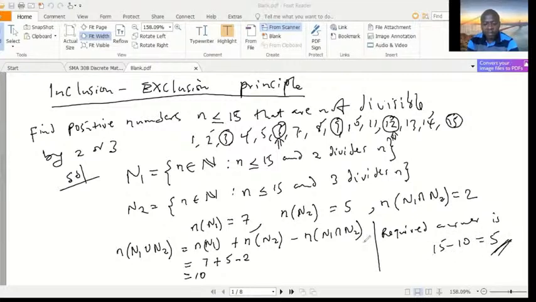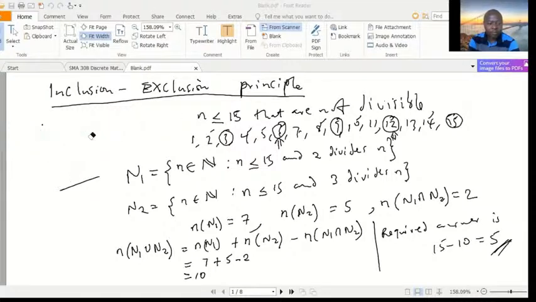But now we've used the inclusion-exclusion principle. Now we can generalize this principle to more than 2 sets, more than 3 sets, and so on. Let me look at an example that includes more than 2 sets. And that is the last example for today.